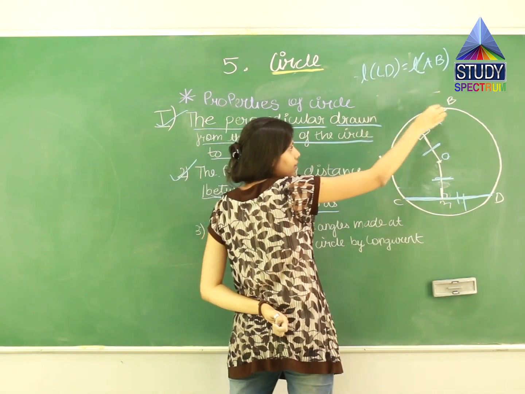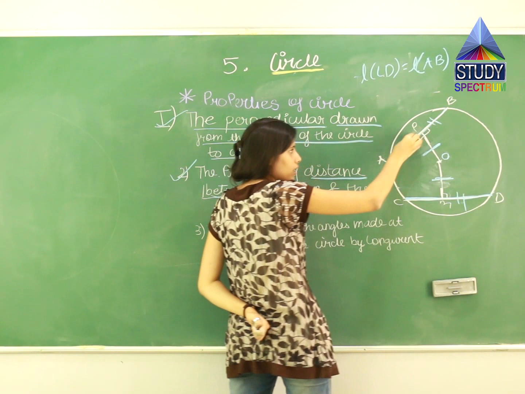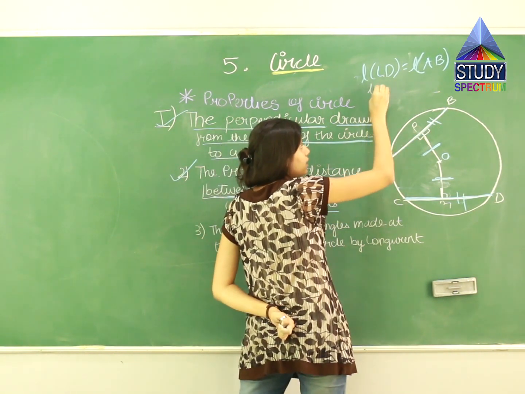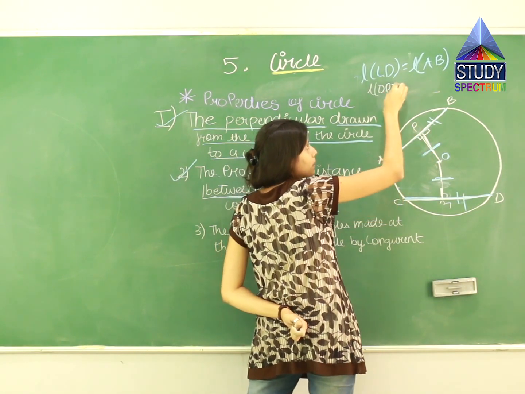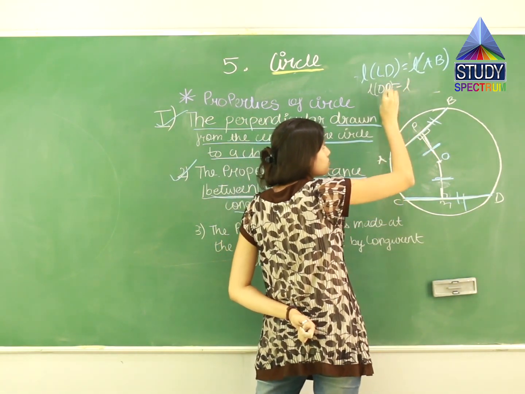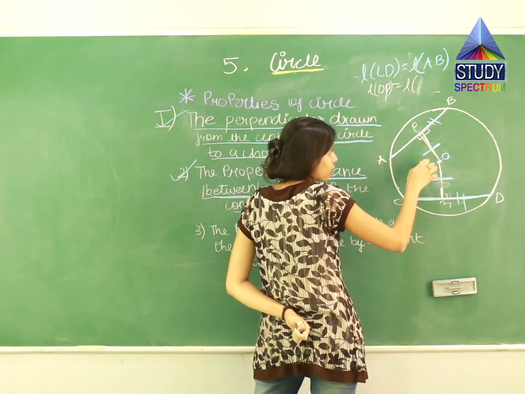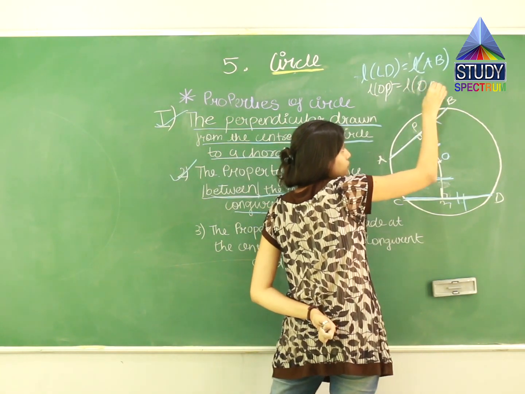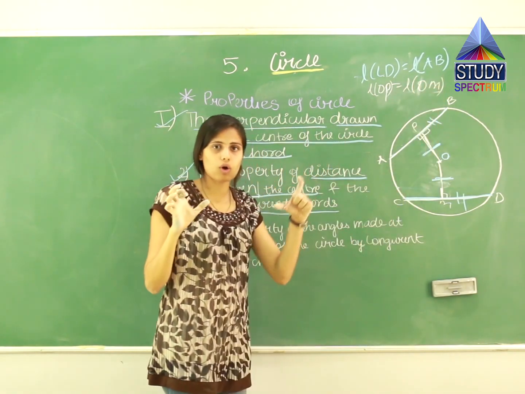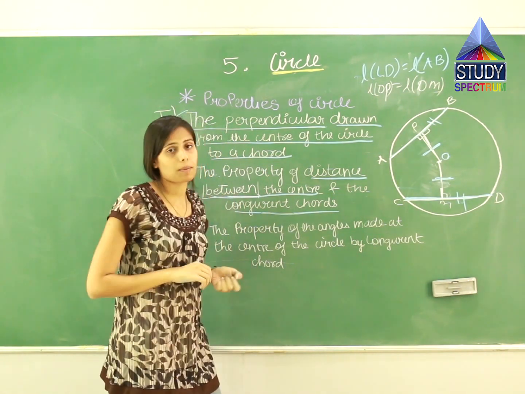If length CD is equal to length AB, then length OP, which is one perpendicular, will be equal to length OM. अगर दो कॉर्ड कॉन्ग्रुएंट है तो उनके परपेंडिकुलर भी कॉन्ग्रुएंट होंगे. This is what the second property says.